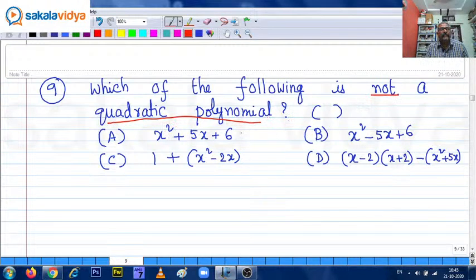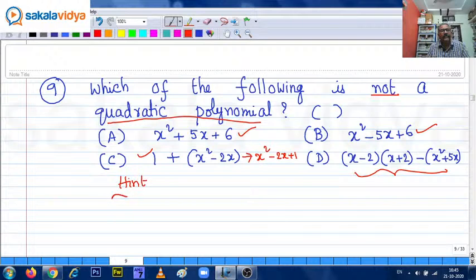See, its degree is 2. It's a quadratic polynomial. This can be rewritten as x square minus 2x plus 1. It's a quadratic polynomial. But we need which is not a quadratic polynomial. It might be. Let us check. See the hint. This can be simplified. x minus 2 into x plus 2 means a minus b into a plus b, which we can write as a square minus b square. So now x square minus 4 and minus x square and minus 5x. The x square gets cancelled. We have minus 5x minus 4. It is a linear polynomial.